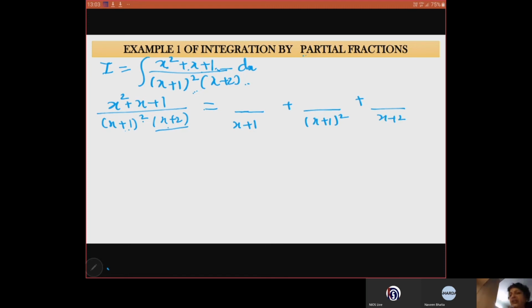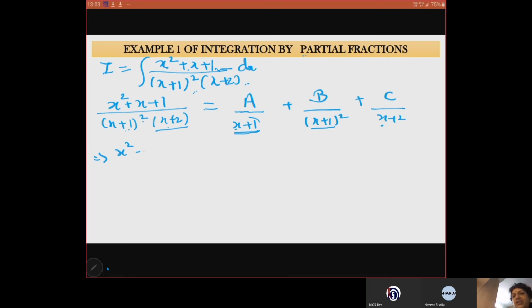Clear? Now, I have to write the numerator for each one of them. The denominator x plus 1 is linear, so the numerator would be a constant. I call it a. Here again, it is the square of a linear, so the numerator would be a constant b. This is again linear, so the numerator would be c. Right? Now, let me simplify this.